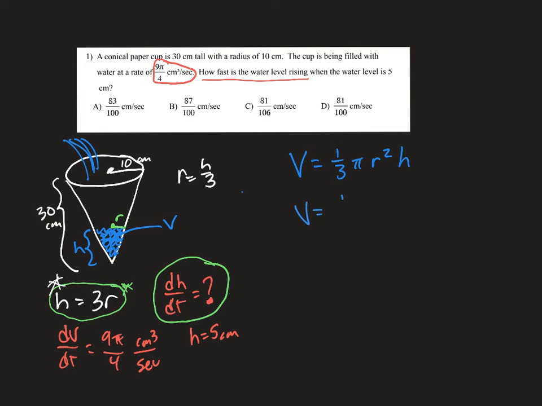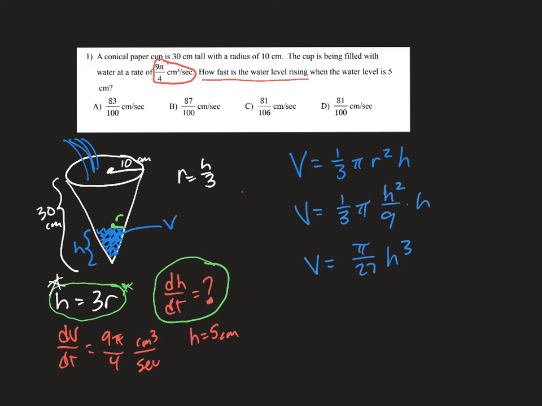V equals 1/3 pi. Instead of r squared, I'm going to substitute h over 3 for r. That becomes h squared over 9. When you do h over 3 squared, you get h squared over 9. And then there's still that other h. So this formula becomes, I'm going to combine the pi with a fraction, and it becomes pi over 27 h cubed.